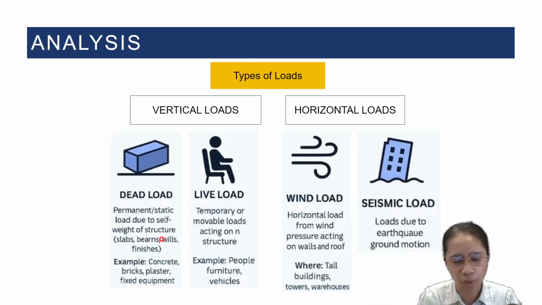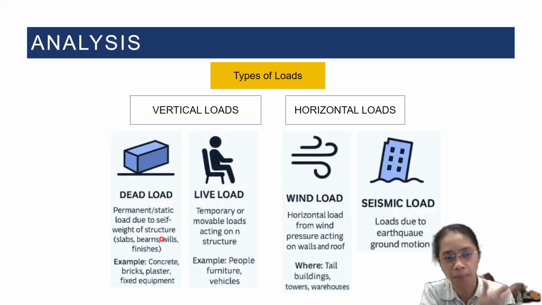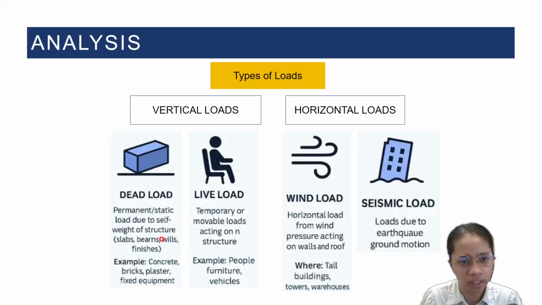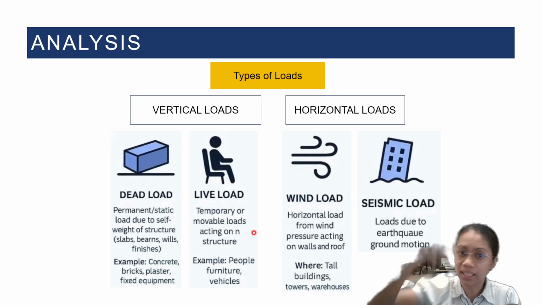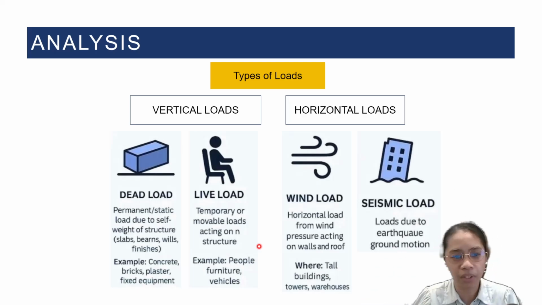Next is the live load. If there is a permanent load or dead load, which is not moving, we also have the live load. The live loads are temporary or movable loads acting on the structure. Again, the force is always vertically downward. Examples of these are people, furniture, and vehicles.